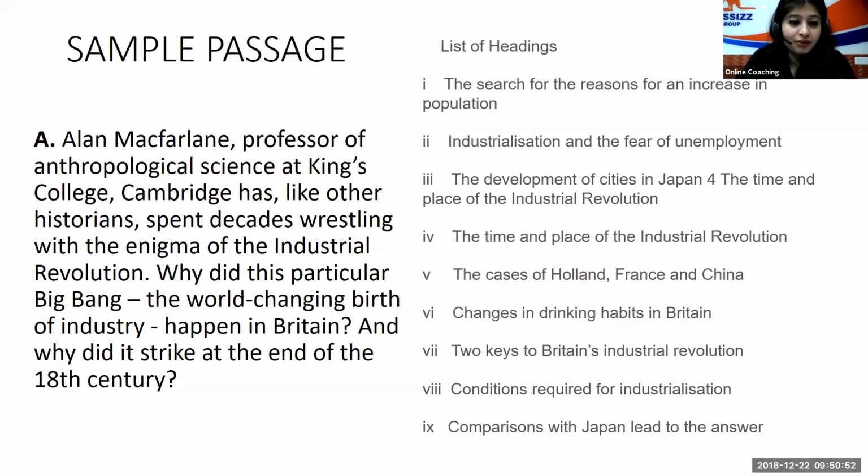Alan Macfarlane, a professor of anthropological science at King's College, Cambridge, has, unlike other historians, spent decades wrestling with the enigma of the Industrial Revolution. Why did this particular Big Bang, world-changing birth of industry happen in Britain? And why did it strike at the end of the 18th century?